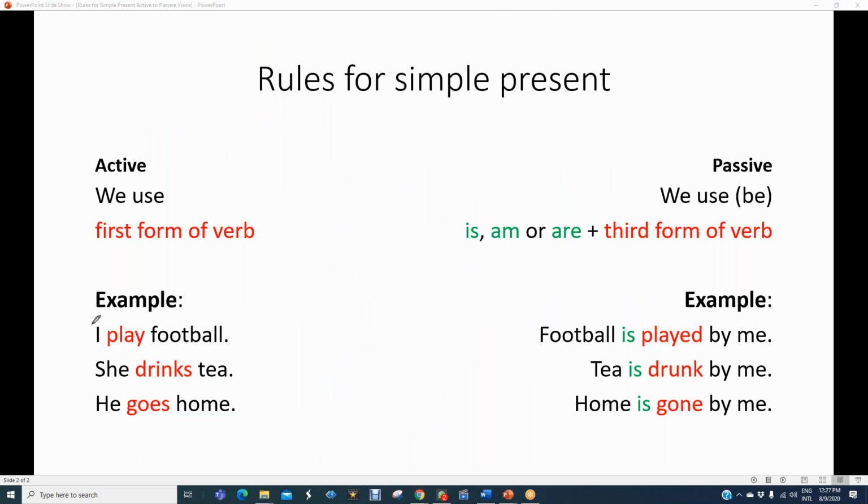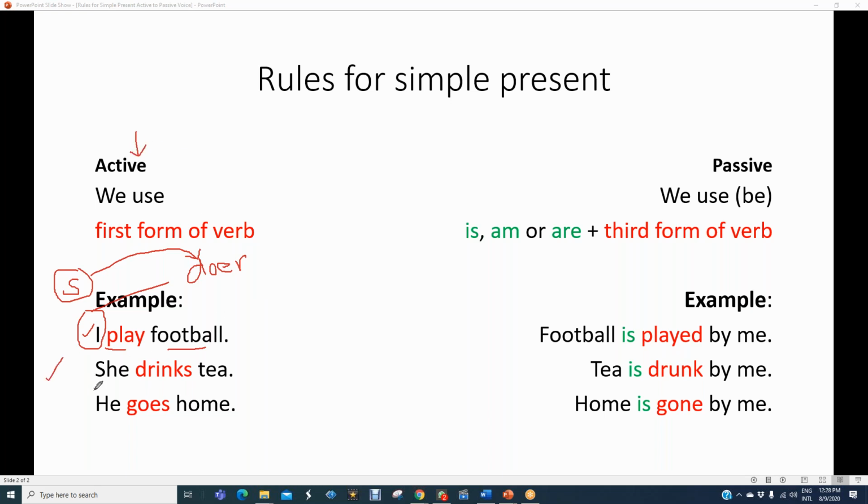We have examples. I play football. Who plays football? I play football. So I is actually the doer of the action. Yes or no? Do you think football is doing the playing? No, the football can't play. Football is actually played. So who is playing football here? The subject. The subject is I, and it is doing the action. So this is active voice.